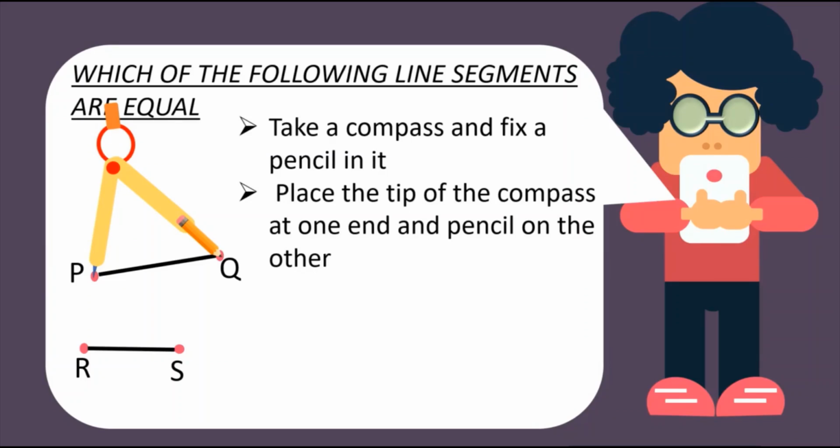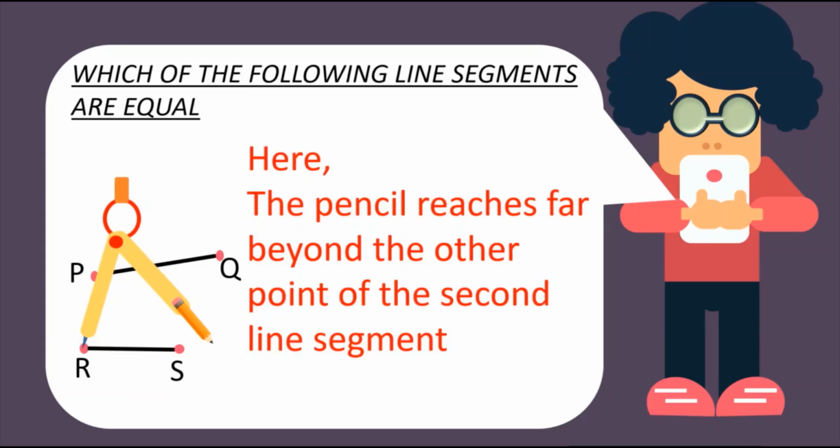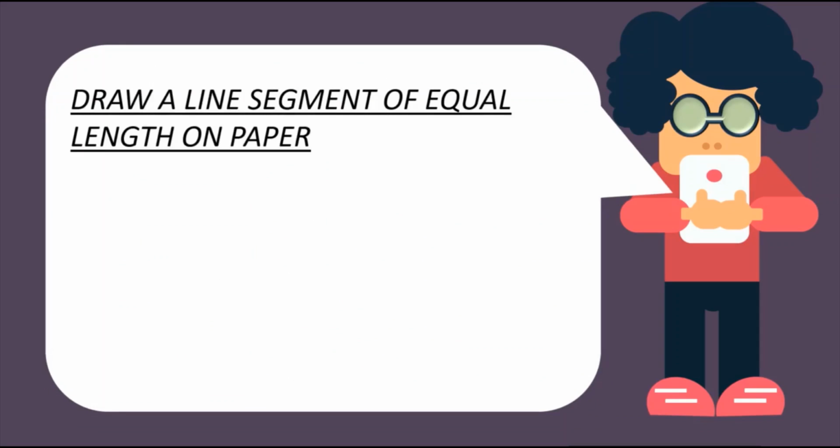Now be careful, without changing the length, place the tip of the compass on one point of the other line segment, and that point is R. Now you see, this pencil goes beyond the other point of the second line segment. You can see it is far away from the point S. So these two line segments are not equal. They are unequal.